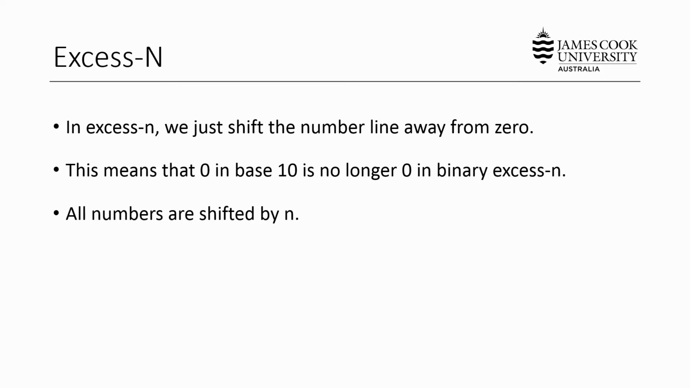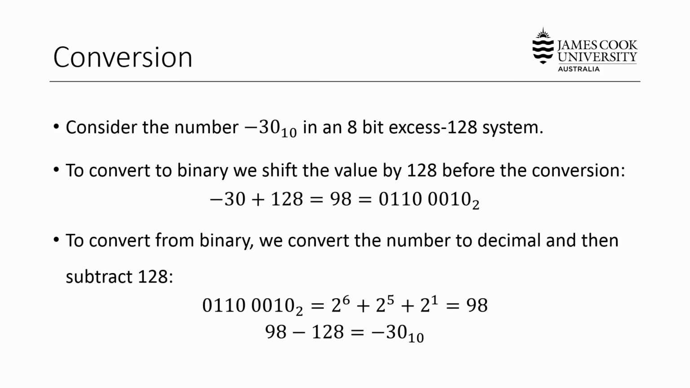So let's move on to the XSN method. So for the XSN method, we just shift the number line away from 0. This means rather than having to deal with going positive and negative, we're just shifting all our values along the number line up to a larger value such that the addition and subtraction will work as normal. This means that the 0 in base 10 is no longer the 0 in binary because we've shifted by n. And yes, we shift by n, so we have to keep that in mind.